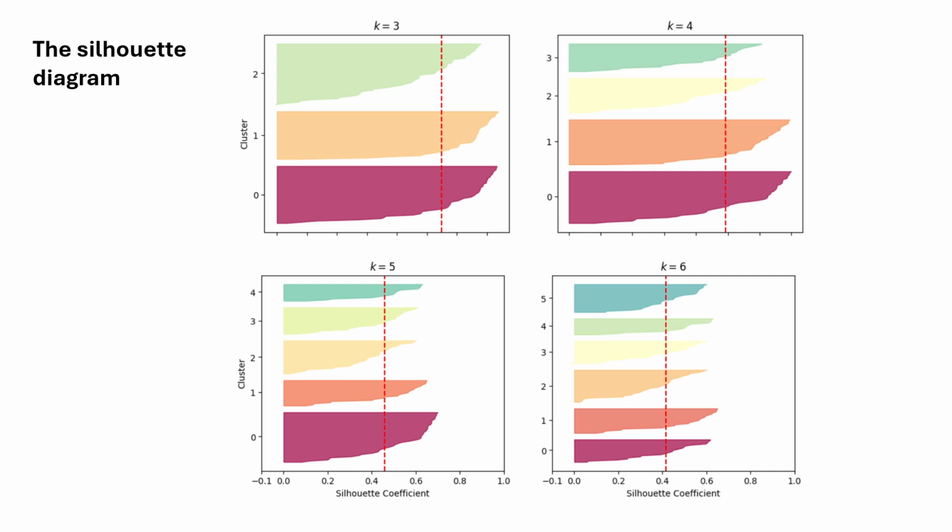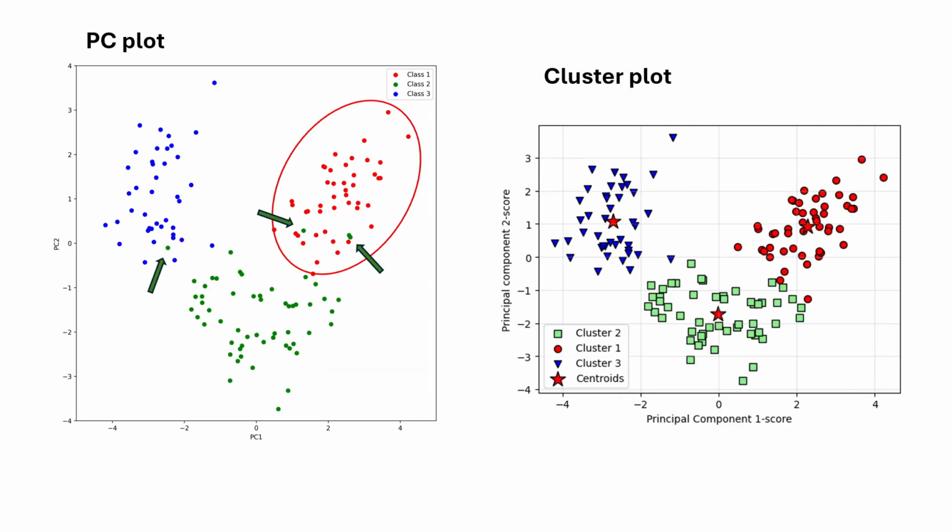Each panel represents a different number of clusters and each colored region corresponds to one cluster. Wider regions indicate better defined clusters, while the red dashed lines show the average silhouette score. Comparing these diagrams, the three-cluster solution appears to provide the best clustering performance.